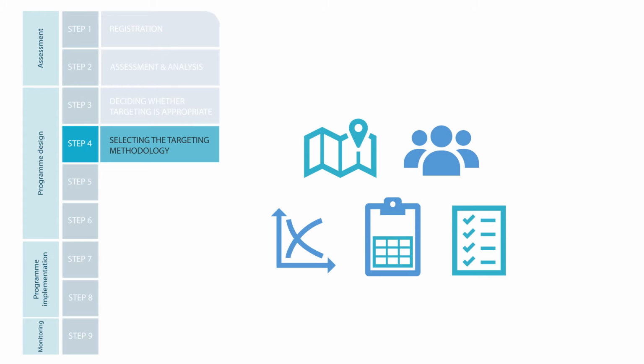The fourth step is selecting the targeting methodology. No targeting method is perfect, and usually a combination of approaches is the most appropriate and effective as they mitigate the limitations and reduce errors. Factors such as risks and security, resources, accountability, and community engagement need to be considered.